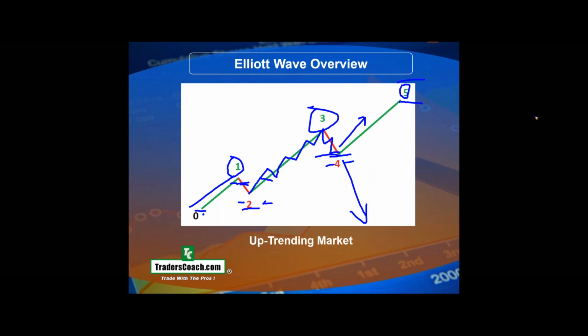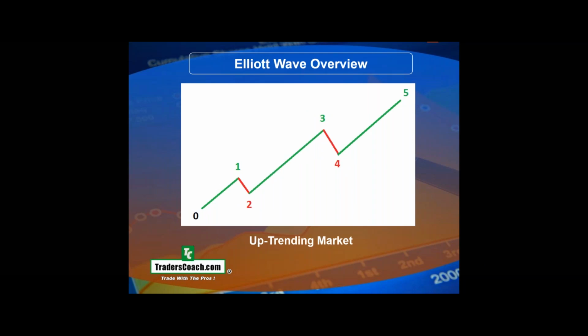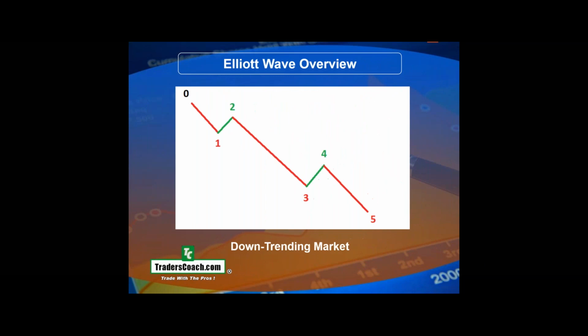So the Elliott wave can help you a lot in giving you an overall roadmap of the markets. And we use this to help us pick our stock picks and so forth. We also use it to analyze the overall Dow Jones as well. And here it is on a downtrend. So there are 5 waves on an uptrend, 5 waves on a downtrend.